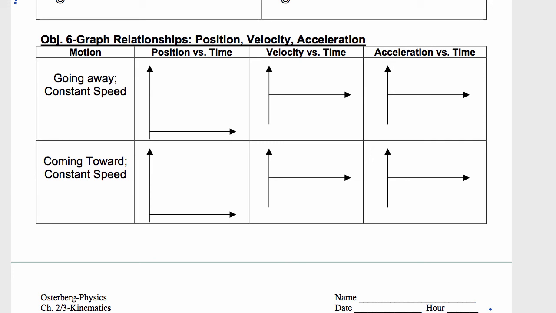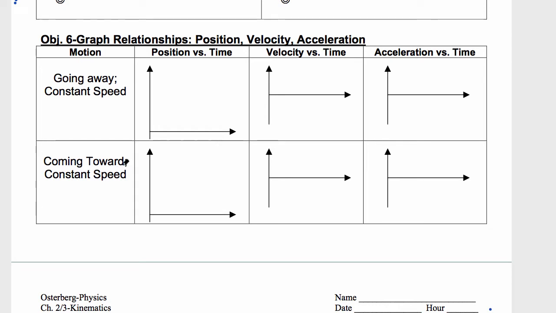Alright, so Objective 6, we're going to focus on graphs and how to interpret them. We did a lot of motion labs with this, so now we're going to look at all of the situations that we'll encounter in this class. So the first one is going away at a constant speed.